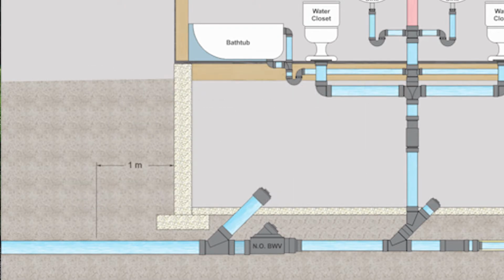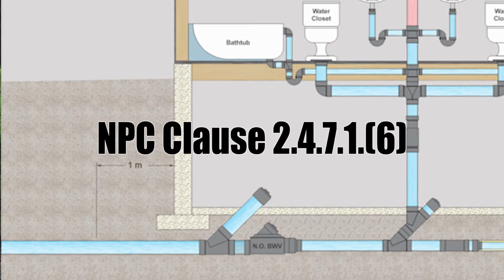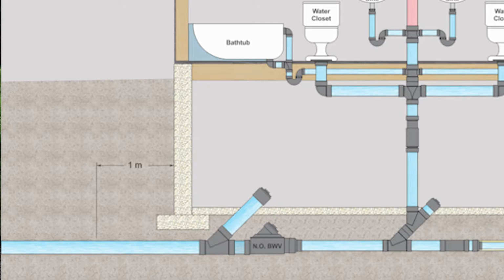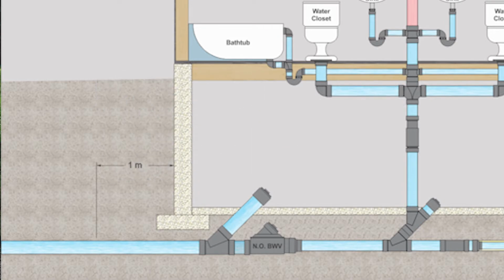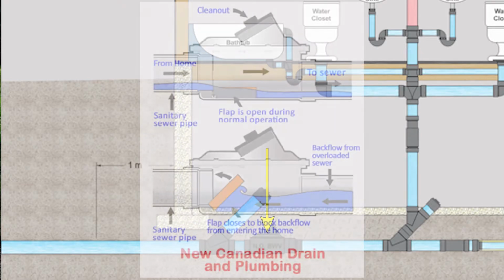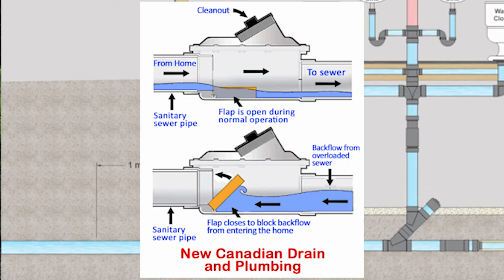Now, you might have noticed two devices that are installed in the left-hand side of the building drain. The first one is the main cleanout. According to clause 2.4.7.16, this main cleanout needs to be as close as practical to where the building drain leaves the building. That is the case here. Now, this same clause also references clause 2.4.7.22, which states that the minimum size of this cleanout needs to be 4 inches. The next device we come across is the normally open backwater valve, and that is discussed in a different video. But because it is in the building drain, it does need to be normally open, meaning the little check valve flap that's in there needs to be in the open position when it's not in use.